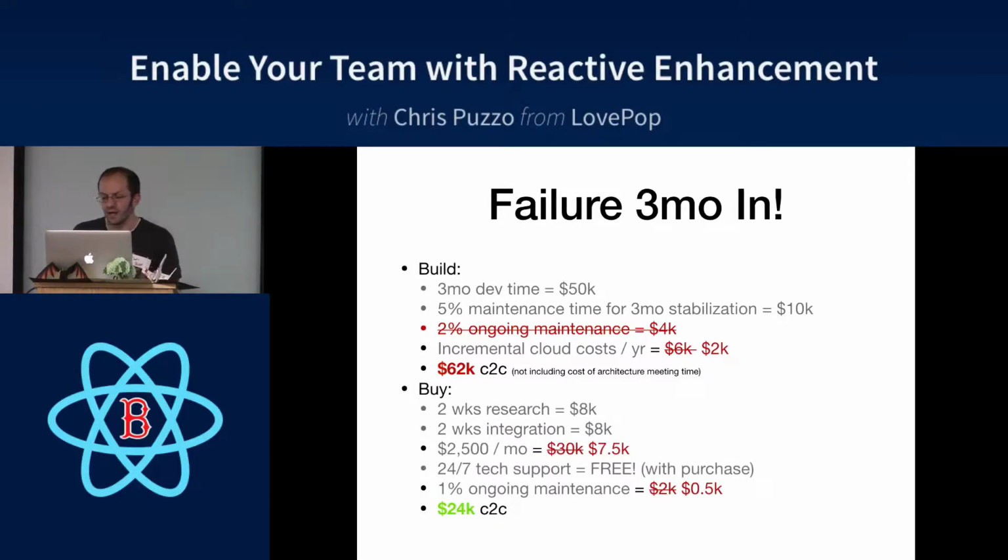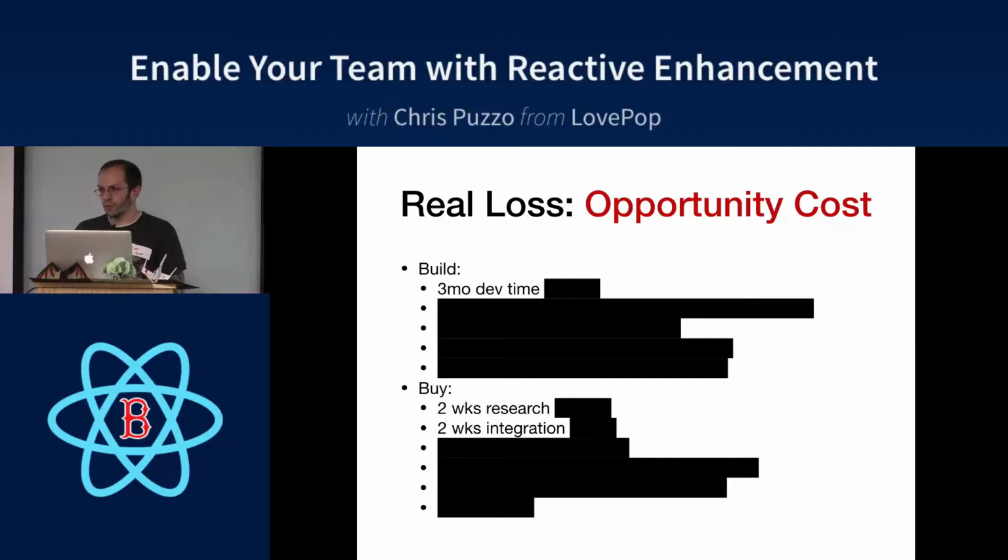If we bought something here, still cost that 2 weeks upfront research, 2 weeks of integration. We're only paying for 3 months of the SaaS fee. The 1% ongoing maintenance is negligible, so net here is 24K. So cool, this is a big win. But here's the real win here.